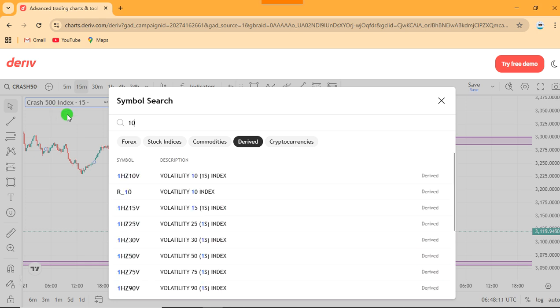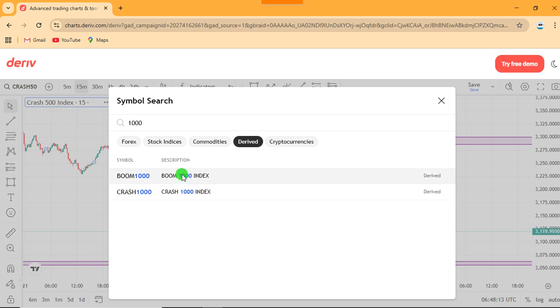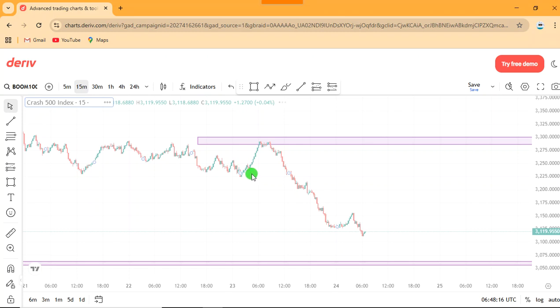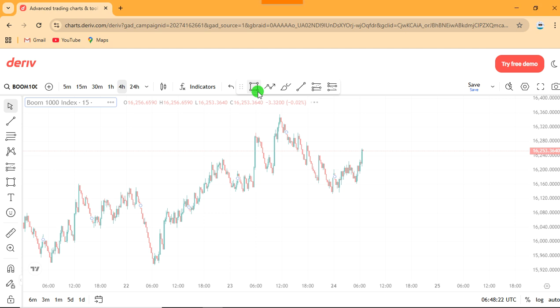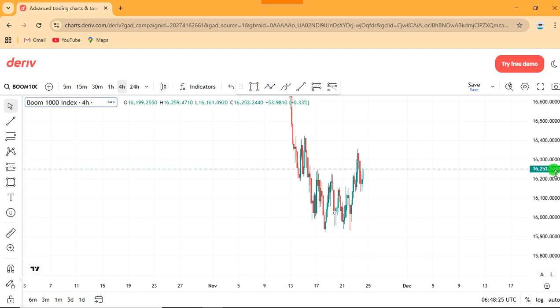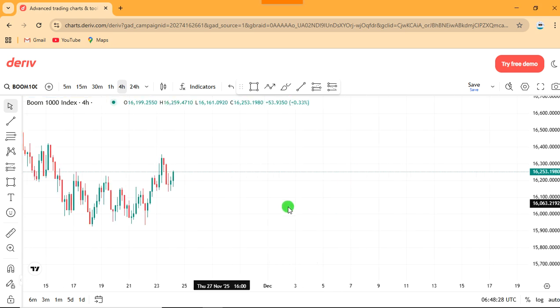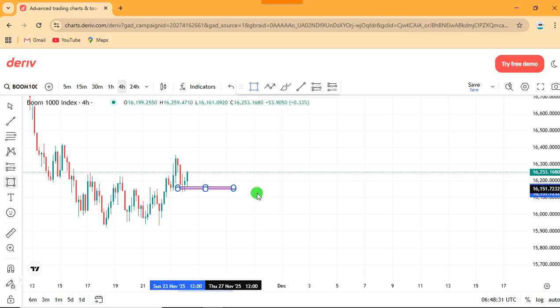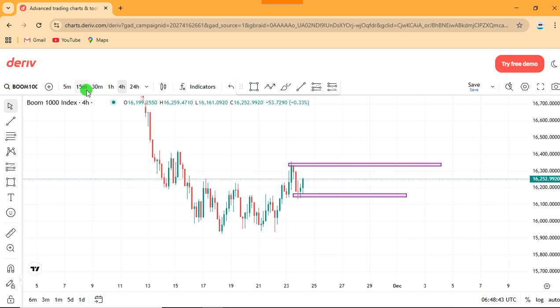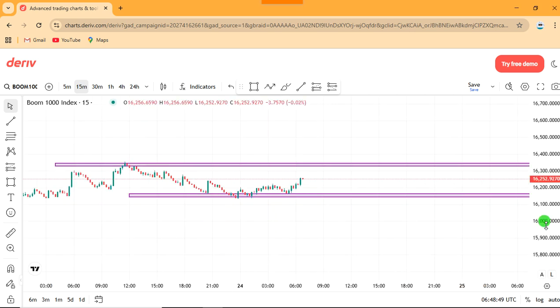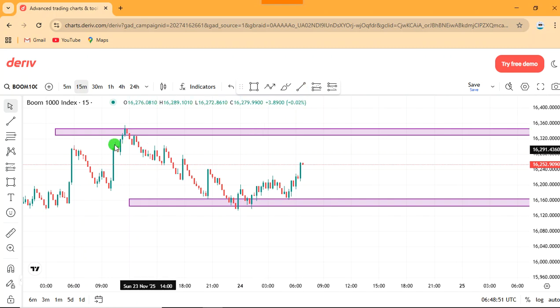So let's go ahead and check out the 1000 series. So let's start with Boom 1000. Now for Boom 1000 we'll go back to the H4 to mark our zones. Okay, recent low, recent high, break of structure. Let's wait for break of structures. Yeah, I think we're already having some major break of structure right here.